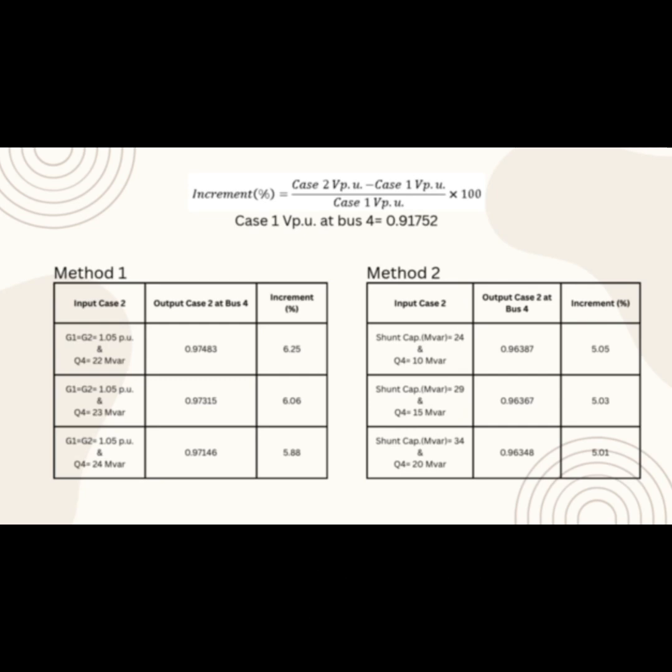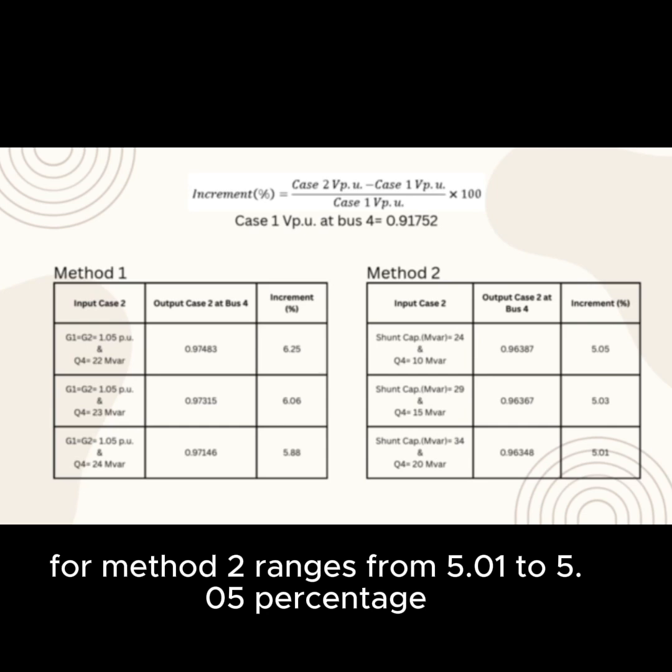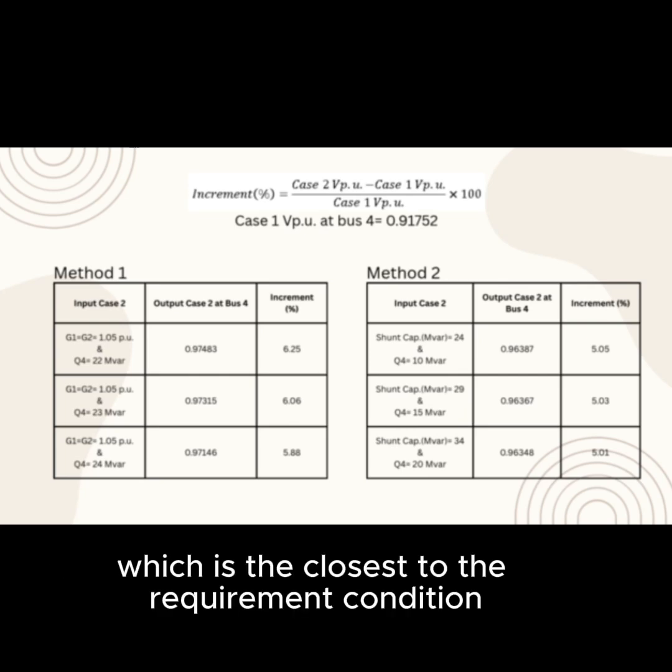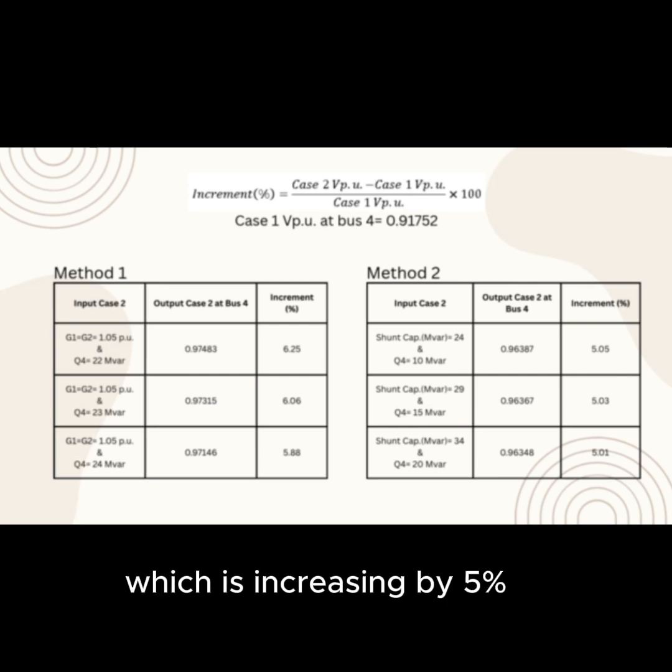By using the formula, the increment percentage from method 1 ranges from 5.88 to 6.25%. Meanwhile, for method 2 it ranges from 5.01 to 5.05%, which is the closest to the requirement condition, which is increasing by 5%.